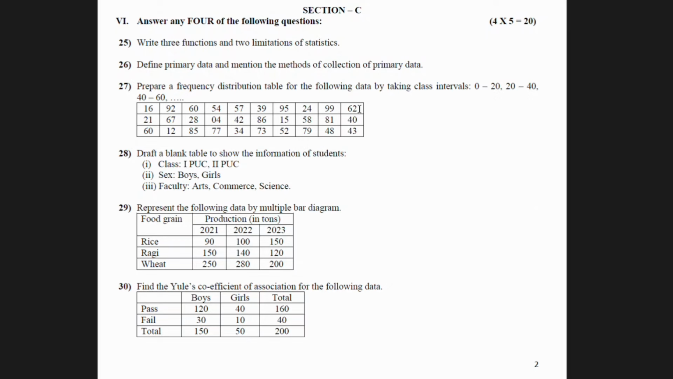So this is a row of 10 numbers, so there are 3 rows: 10, 20 and 30. Okay, so this is how you can verify whether you have done it correctly or not. So this is your answer for the 27th question.